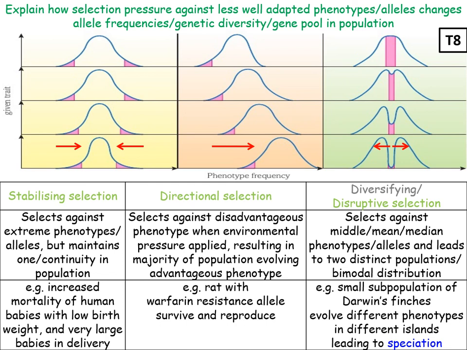In directional selection, there's selection against a disadvantageous phenotype when environmental pressures are applied, resulting in the majority of the population evolving the advantageous phenotype. An example of this would be rats with the warfarin resistant allele. If they're the ones that survive and reproduce, more and more of the population of rats will have the warfarin resistant allele. So there's a directional change in selection.